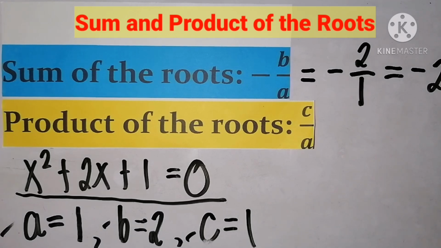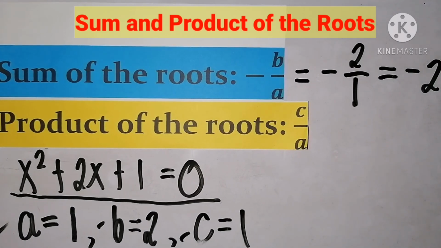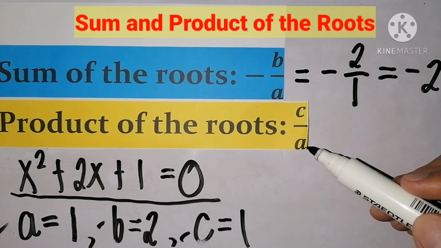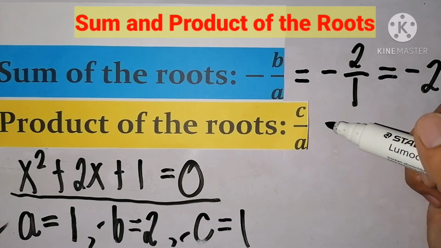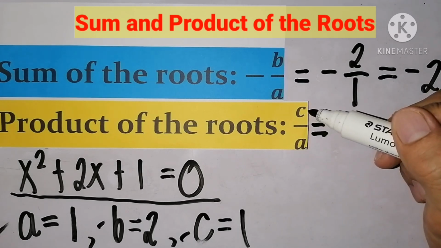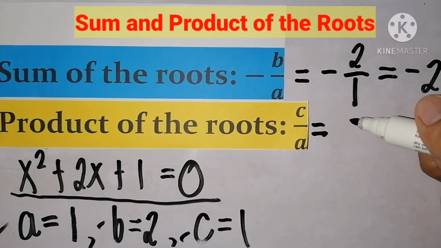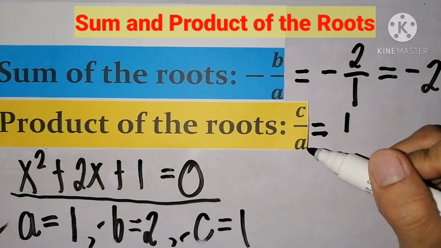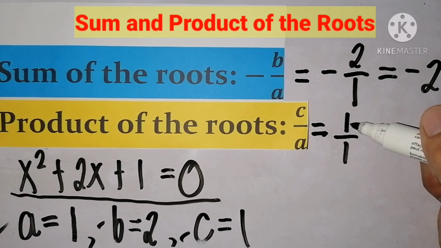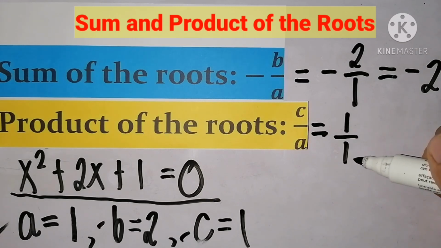How about the product of the roots? For the product of the roots, we have c over a. Apply again the substitution property. What is the value of c? c is equivalent to 1. How about the value of a? a is equivalent to 1. If we divide 1 by 1, the result is 1.